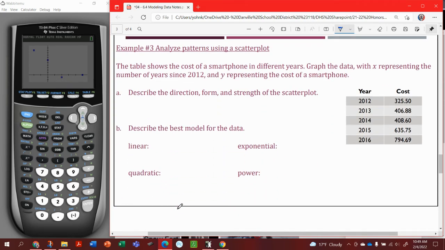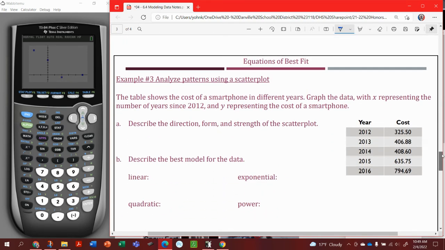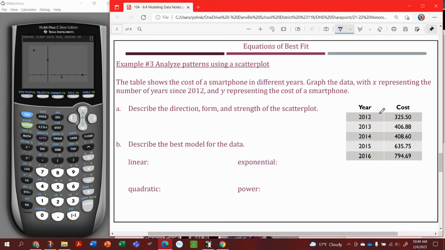So let's take a look and see how we can find the best model given data. So this one says the table shows the cost of a smartphone in different years. Graph the data with X representing the number of years since 2012 and Y representing the cost of a smartphone. Describe the direction, form, and strength of the scatter plot. So it tells me that X is the number of years since 2012. So I'm going to make another column here. So 2012 is 0 years from 2012. 2013 is 1, then 2, then 3, then 4.